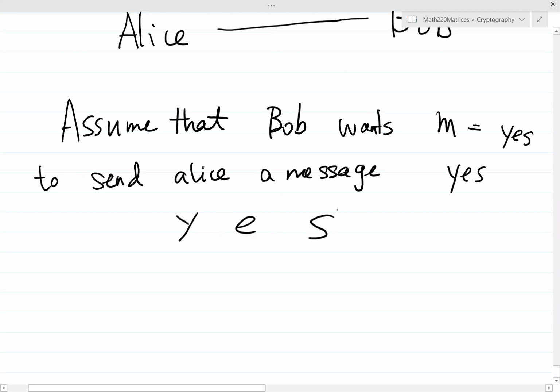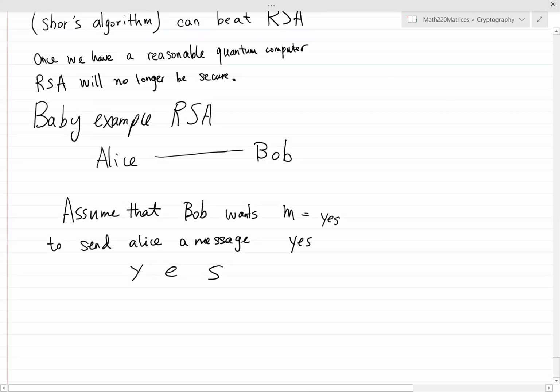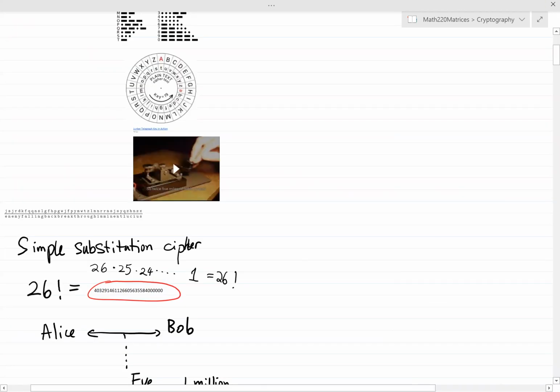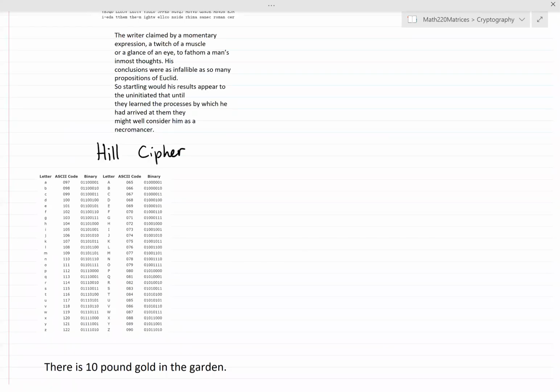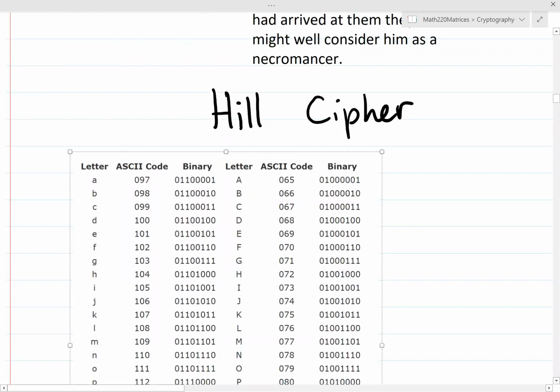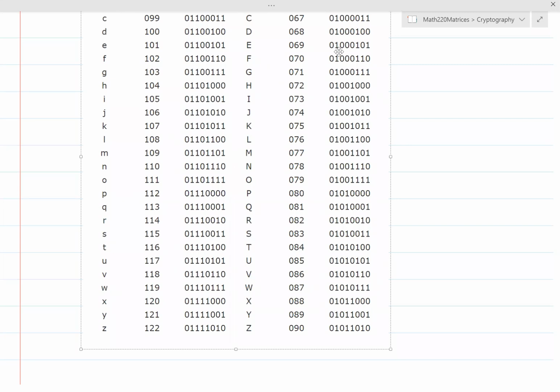Now we have the ASCII code. Remember, we just did it last time. Let's look at the ASCII code for YES. So Y, you see, Y is 121. Look for Y and E. Now E is 101. S is 115.